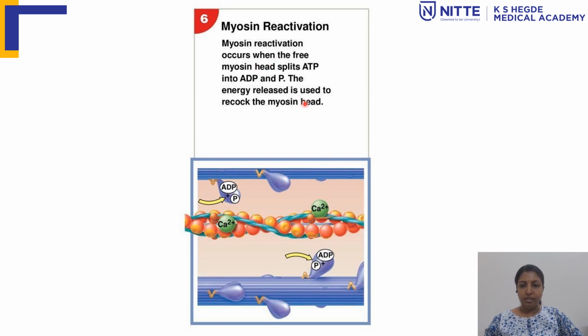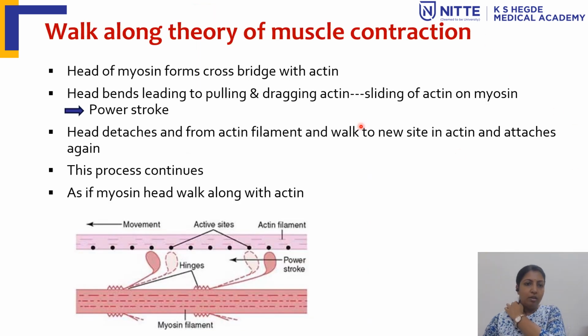Myosin, after tilting, I told you, is released from the actin. Let's see how. As I've told you, the head of myosin forms the cross bridge with the actin. The head bends or tilts, leading to pulling and dragging of actin. That is a sliding action of actin on the myosin. It is called the power stroke.